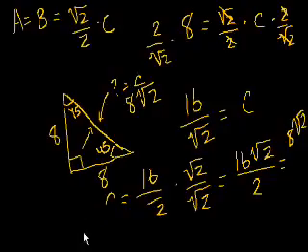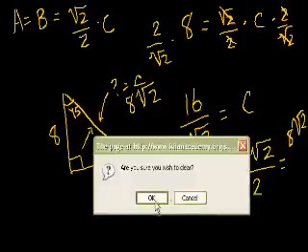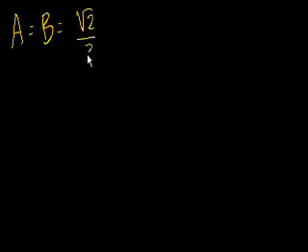But now I want to continue with the 45, 45, 90 triangles. So in the last presentation, we learned that either side of a 45, 45, 90 triangle that isn't the hypotenuse is equal to the square root of 2 over 2 times the hypotenuse. Let's do a couple more problems.